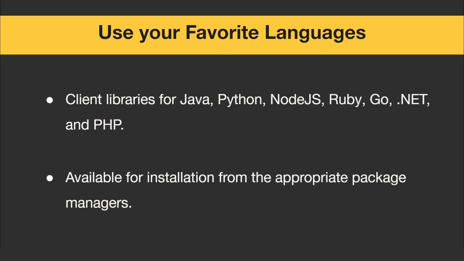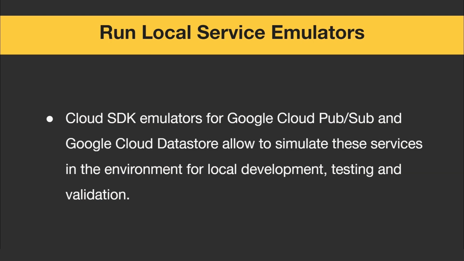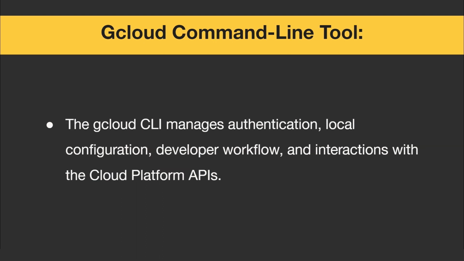You can use your favorite languages, especially client libraries for Java, Python, Node.js, Ruby, Go, .NET and PHP, and they are available for installation from the appropriate package managers. You can run local service emulators, which include Google Cloud Pub/Sub and Cloud Datastore, which allow you to simulate these services in the environment for local development, testing and validation. The gcloud CLI manages authentication, local configuration, developer workflow and interaction with the cloud platform APIs.